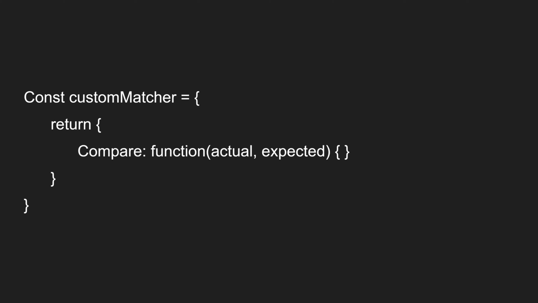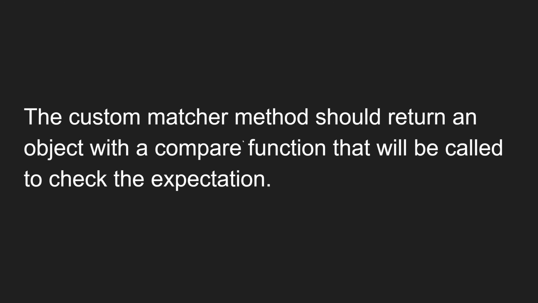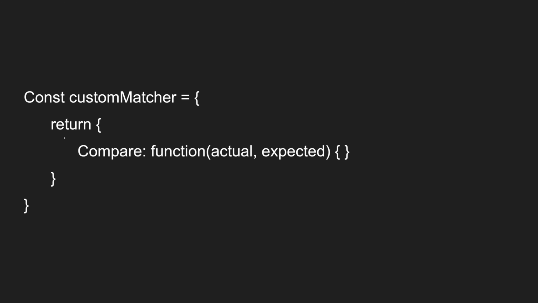Now, this is a constant, the custom matcher variable, and it should return an object. As we already discussed, in that object you need to have a compare function. So compare is the property and the function, and this function will have the parameters actual and expected. A custom matcher method should return an object with a compare function.